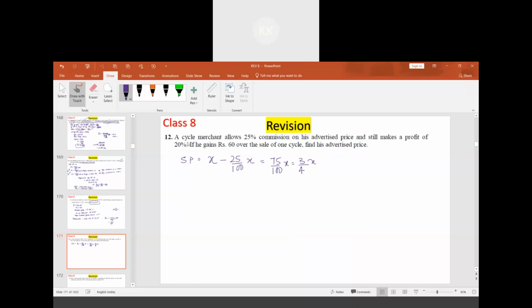And he is making a profit of 20%. 20% is the profit percent. So profit percentage is profit upon the cost price into 100. From this we can calculate CP. How much is the profit? Sir, it could be 150, sir.